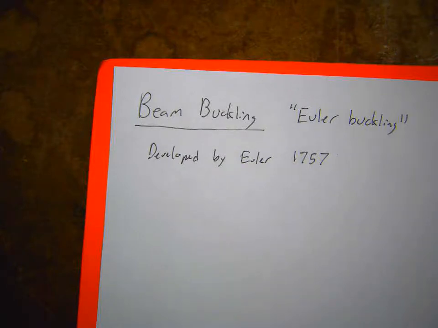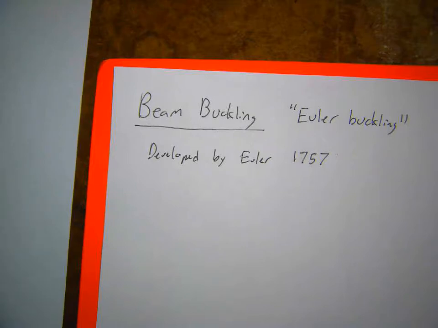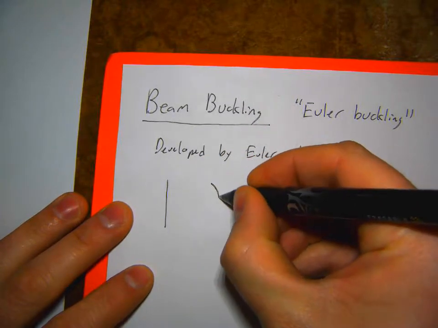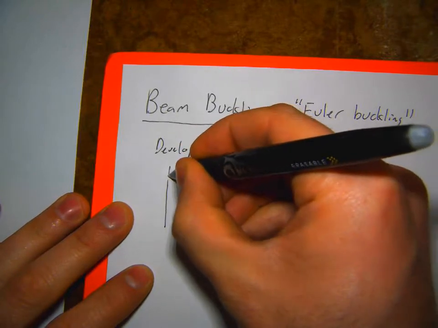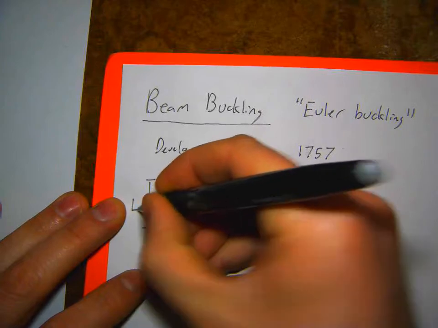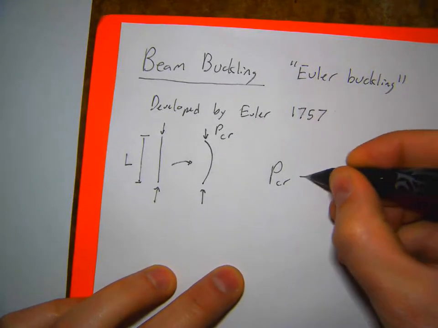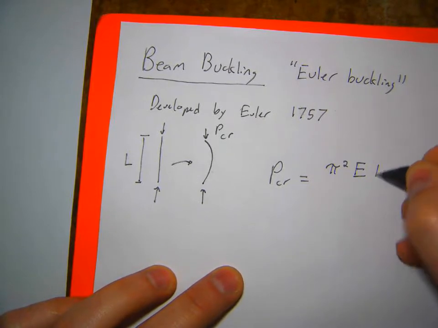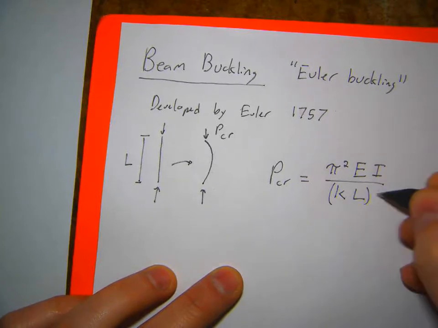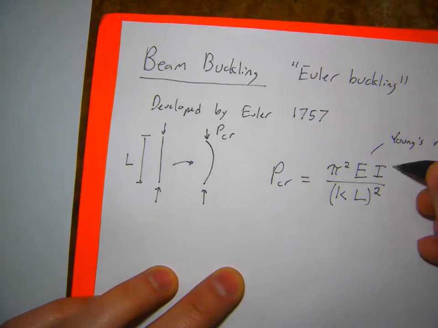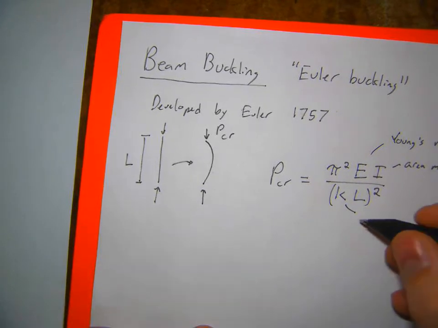Euler, because he also came up with all the beam theory, recognized that this was a bifurcation, a snapping between compression and beam bending. In that snapping, there's one equation that defines the critical load. If I have a beam of length L, the P critical that it takes to cause a beam to buckle is P critical = π²EI / (KL)². E here is Young's modulus. I is the second moment of area, or area moment of inertia. And K is a constant that I'm going to call an effective length factor.